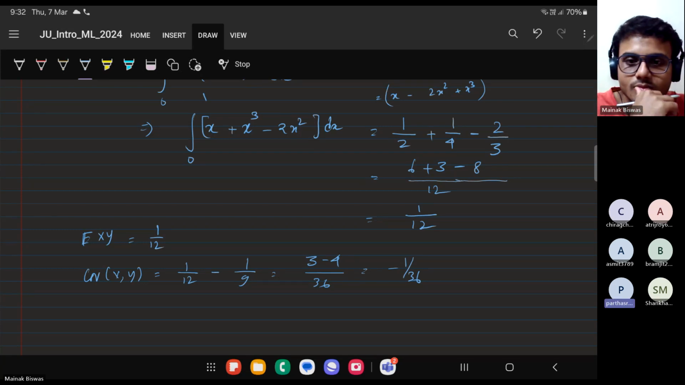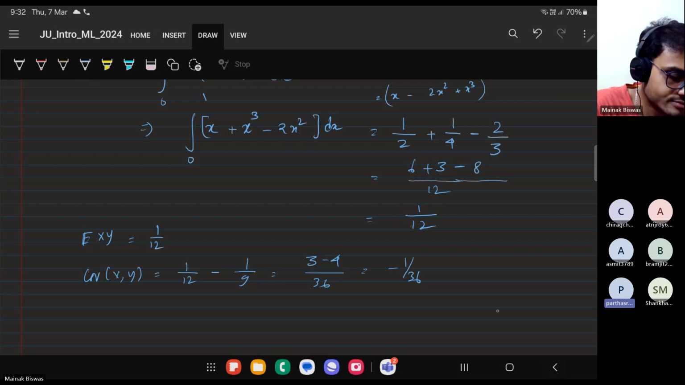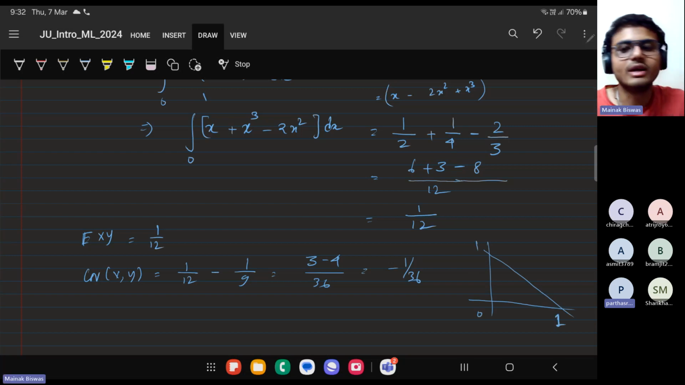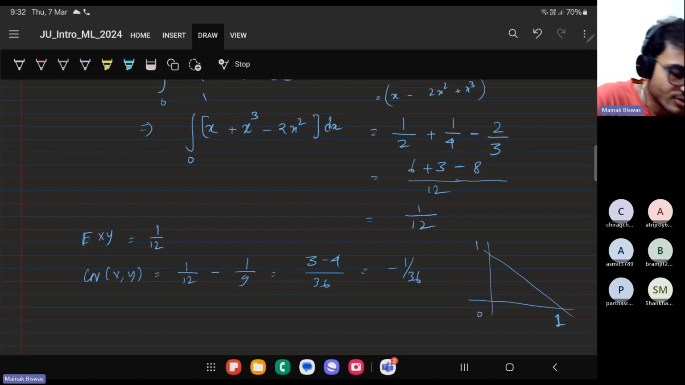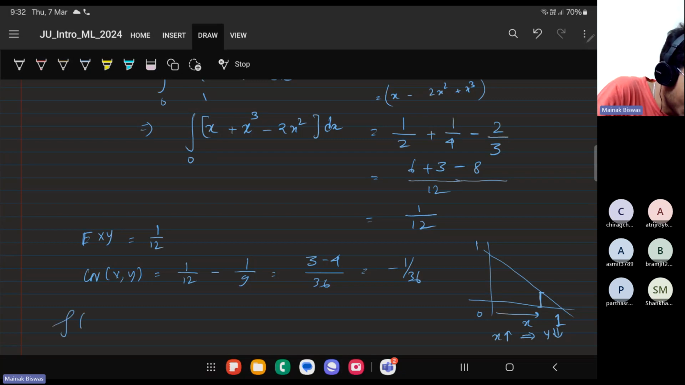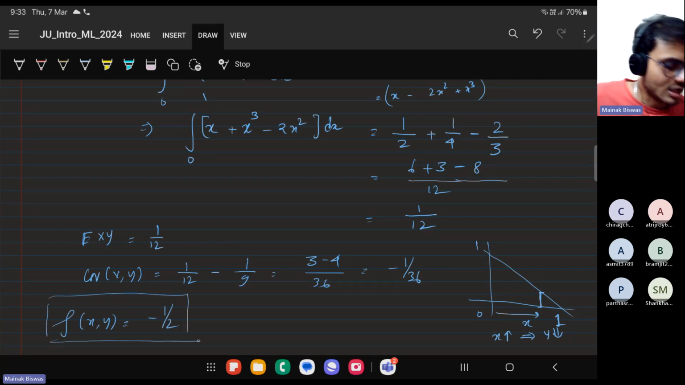Because as x goes up, y goes down. Very good. That's the idea. As x is going up, y has lesser space to go up. X going up would imply y going down. I would tell you to find the correlation between x, y. I'll tell you what it is and prove that it is equal to minus half. It has a strong negative correlation.